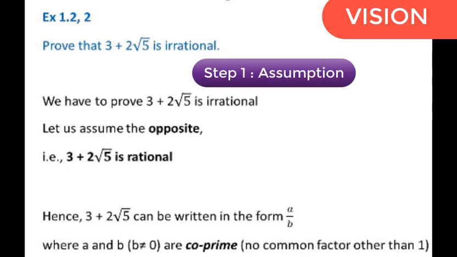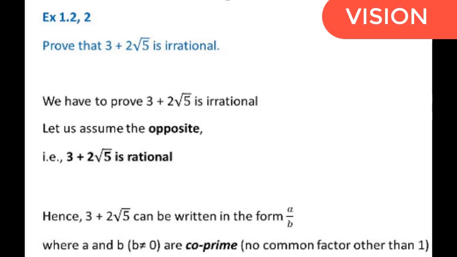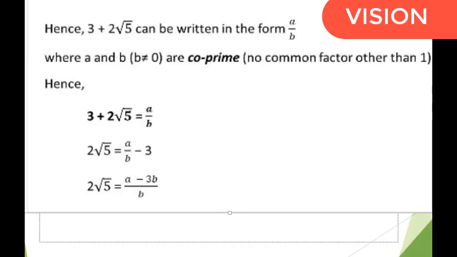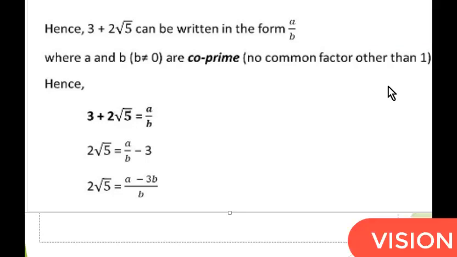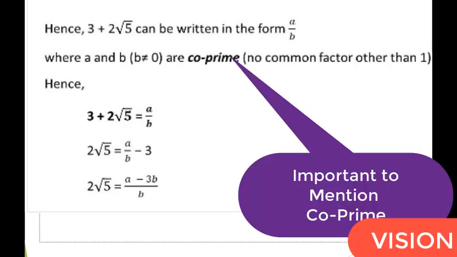Step 1, the given number will be assumed as rational. 3 plus 2 root 5 is rational. Now we can represent this in terms of mathematics. It can be written as a by b. a by b is a rational number, which we are assigning to the given number. So that is 3 plus 2 root 5 equal to a divided by b. This is the assumption we have taken, according to the mathematical model.